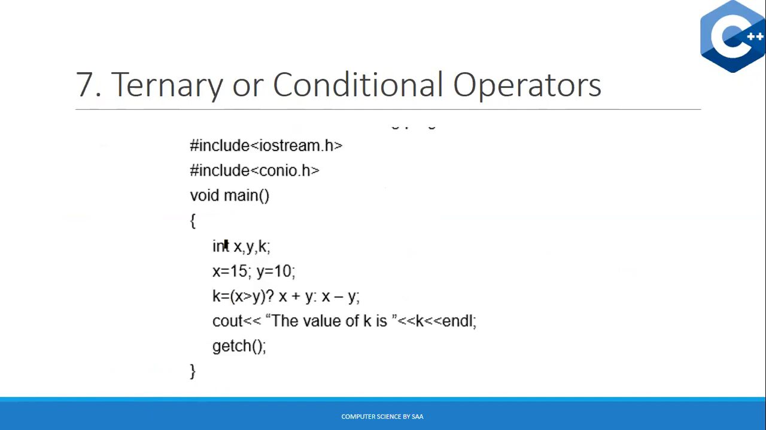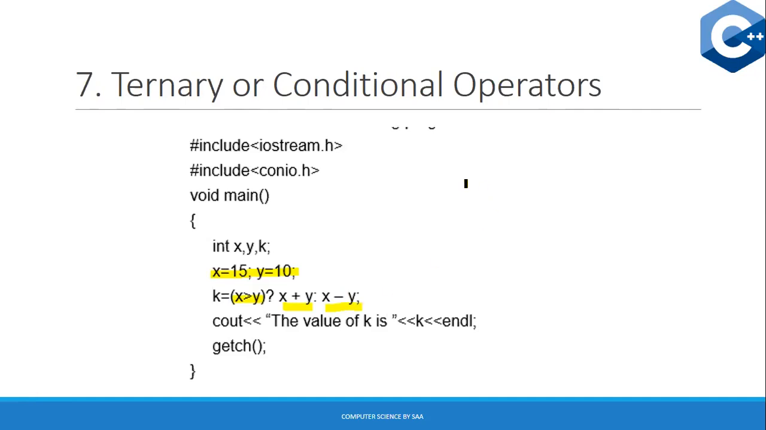For example, over here, x is equal to 15, y is equal to 10. Here we are checking the condition: if x is greater than y, then it has to perform addition. If it is false, it has to subtract the variables.